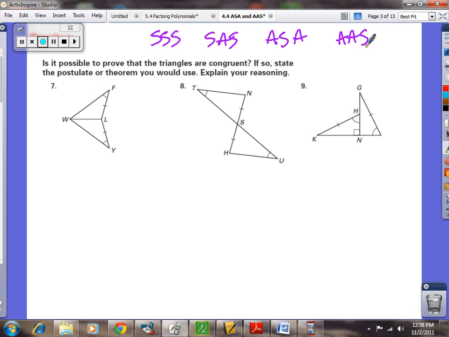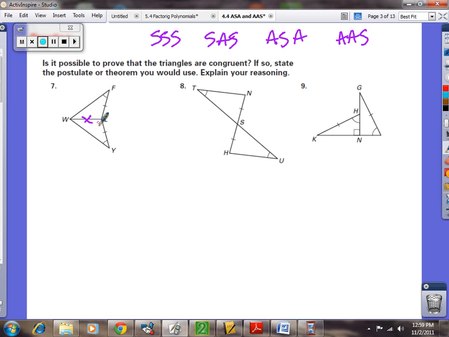So look at number 7. Is it possible to prove these triangles are congruent? Yes or no? So what do they give us on 7? They give us an angle, Y matches up with F. They give us a side, LY matches up with FL. What else do they give us? Where's the other side? WL matches up with itself. So they gave us a side and an angle.